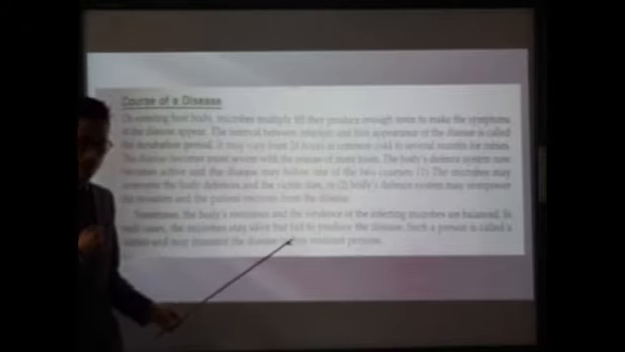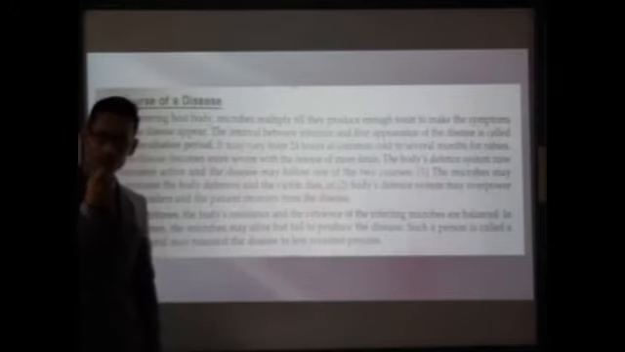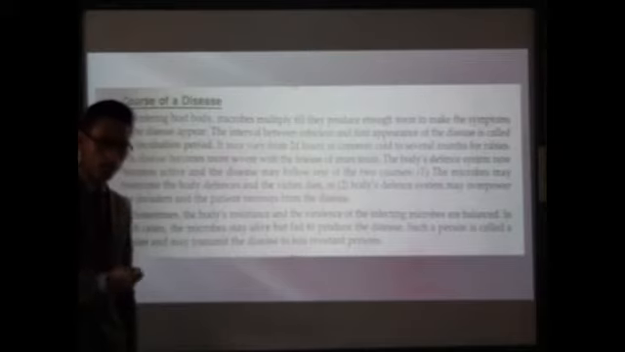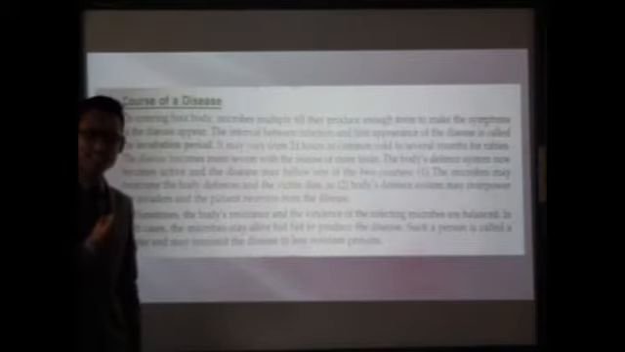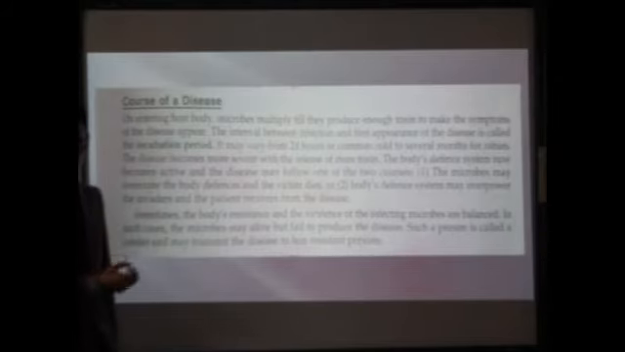Now, the disease becomes more severe with the release of more toxins. Whenever the amount of toxin keeps on increasing within the body, the severity also increases. The body systems now become active and the disease may follow one of two courses. This is very, very important. At that time, our body's immune system will come into action and respond to those toxins. When the immune system comes into action, the disease may follow one of two courses.